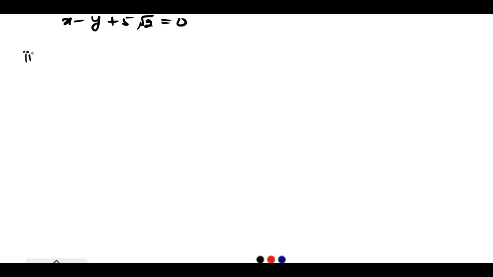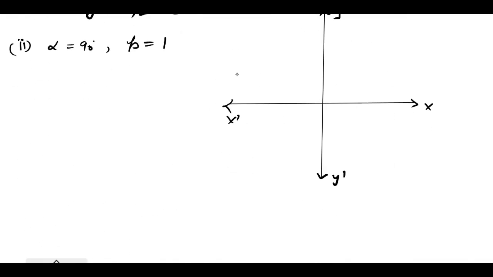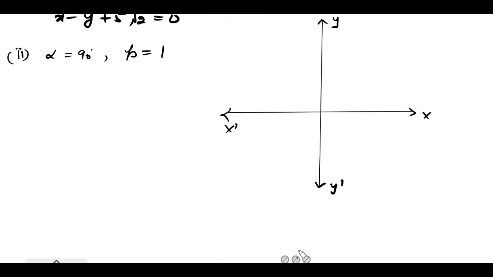In second part, alpha is equal to 90 degree and P is equal to 1. Alpha is the angle from positive direction of x-axis. 90 degree means this is the perpendicular line. Y-axis is the perpendicular from origin to the line. It means line is parallel to x-axis.